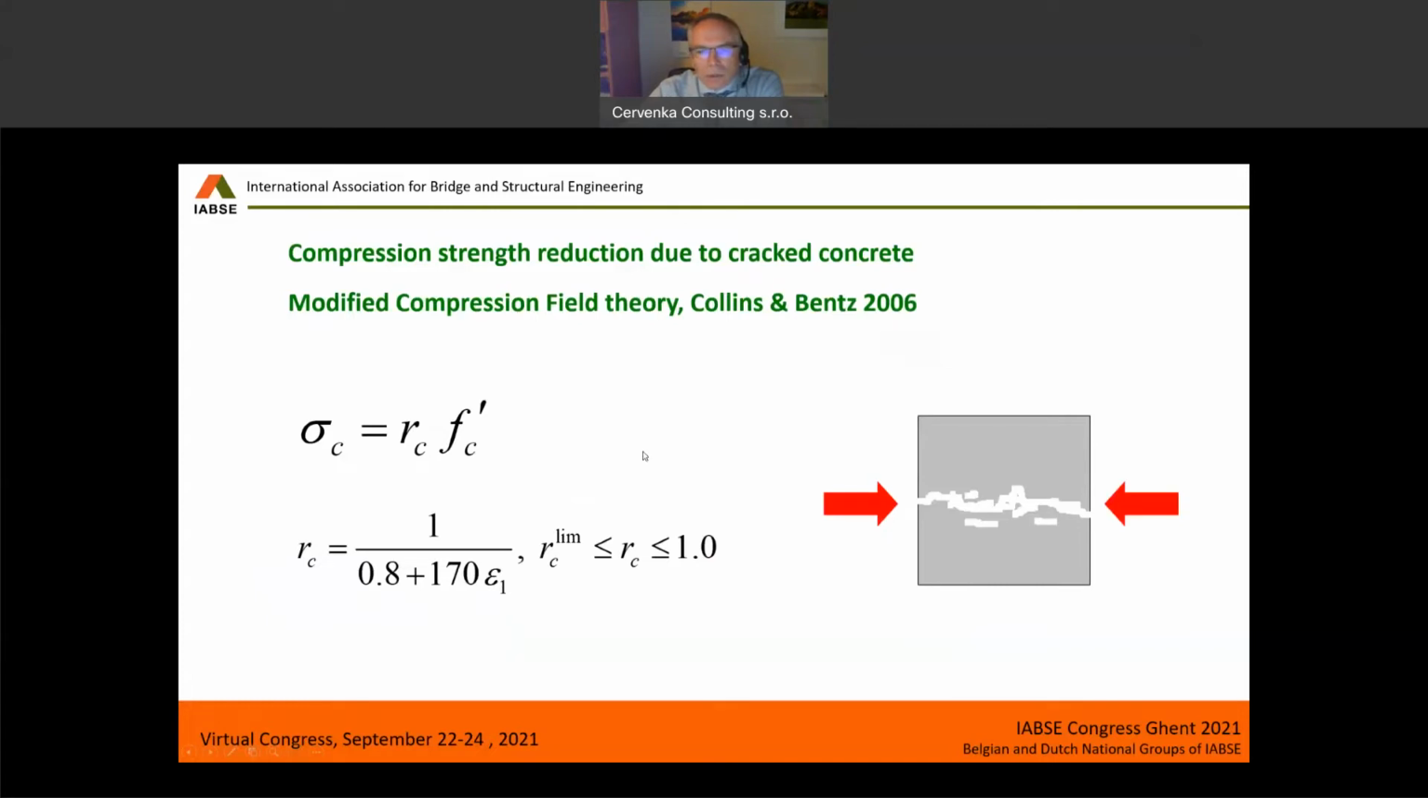Another feature which is useful to take into account in reinforced concrete subjected to cracking is the reduction of compressive strength when we have a cracked concrete. That means when concrete cracks, in the direction perpendicular to the cracks we can still develop some compressive stresses, but it has been experimentally proven by Collins and Vecchio that this compressive strength is being reduced by the presence of cracks. And we are using the empirical formula that they developed to take this into account.